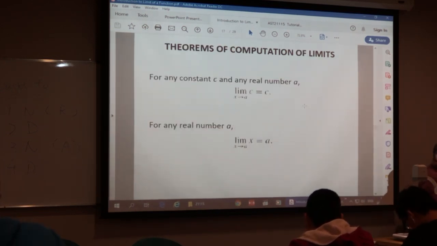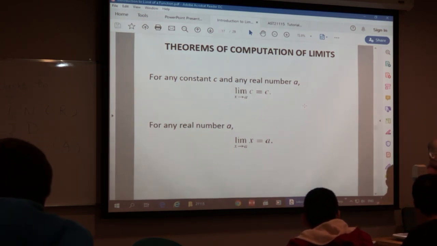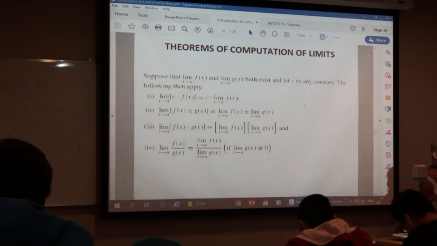Therefore, we have different rules. For a constant function, the limit is always the constant. For the identity function, the limit is the value x is tending to. And for a polynomial, just substitute into it.